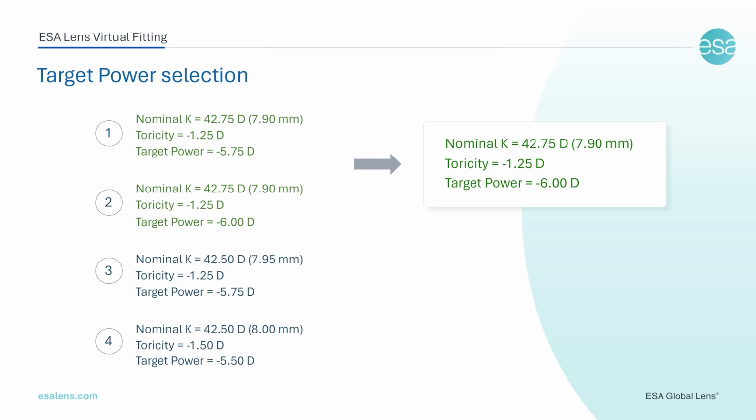The target power calculated by the virtual platform may vary slightly across your 4 virtual fits. However, this parameter is not particularly critical to the clinical outcome. When selecting from lenses with identical nominal K and toricity, you should choose the one with the highest power value, unless your clinical judgment suggests otherwise.